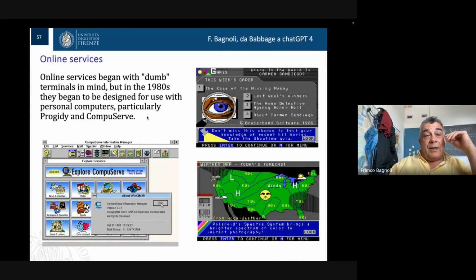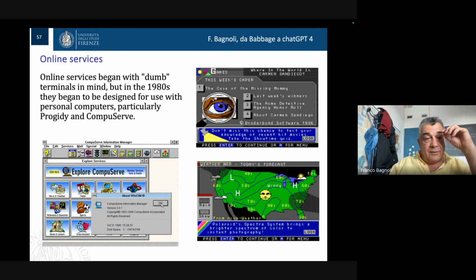So with the diffusion of home computers, online services also started to appear. So you could connect to some service like CompuServe, Prodigy, and first of all download.